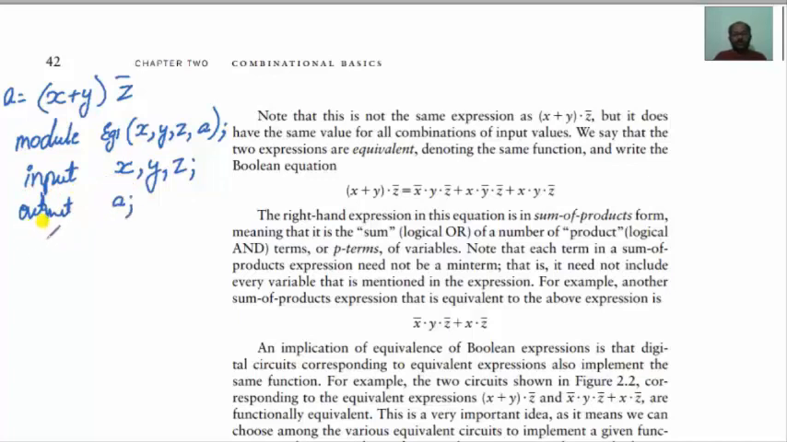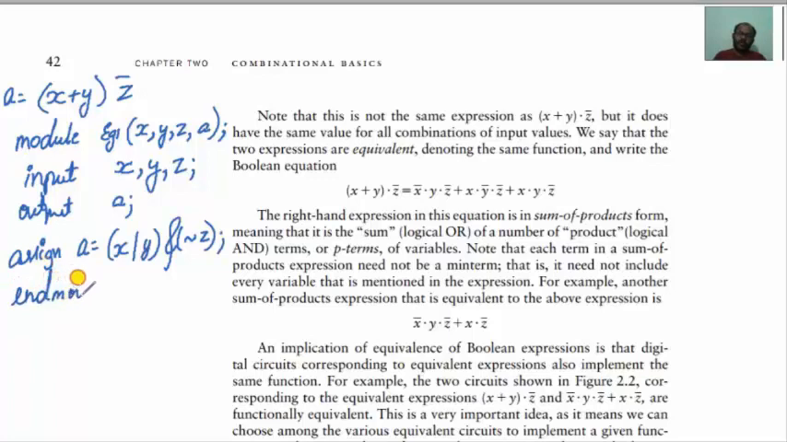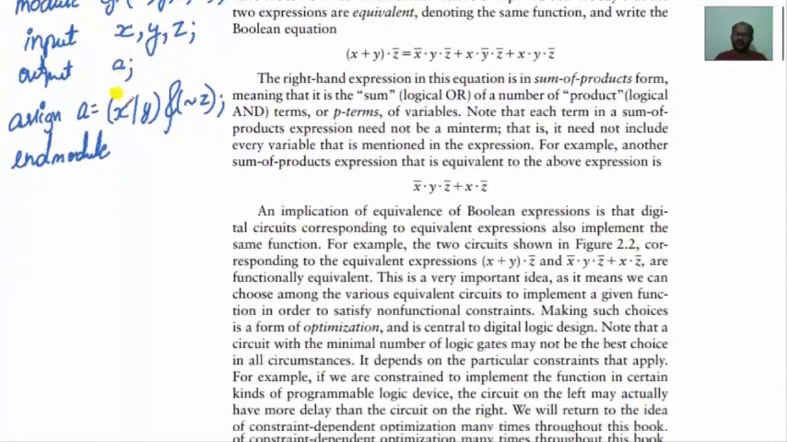So I am going to make use of data flow modeling. I will be writing assign A equals X OR with Y and with negation Z. Able to follow? At last I have to terminate the program by writing endmodule. Endmodule is a single word. Able to follow? This is how to write a piece of Verilog code for the given expression, that is X plus Y into Z bar.